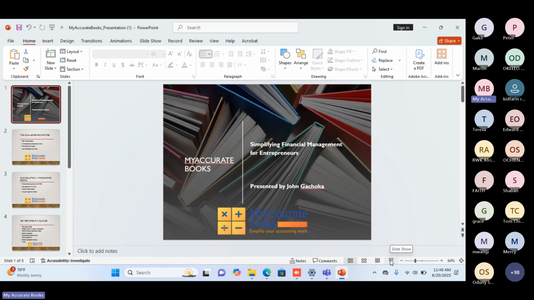Because in fact, before I even say anything, if you are able to, can you type some of the challenges that you experience insofar as financial management is concerned?